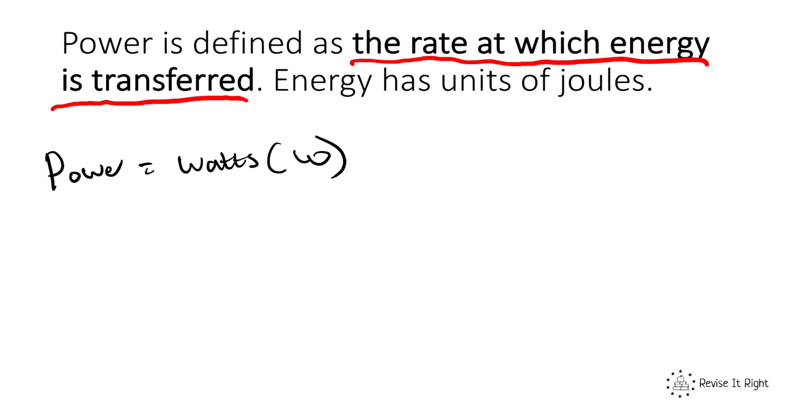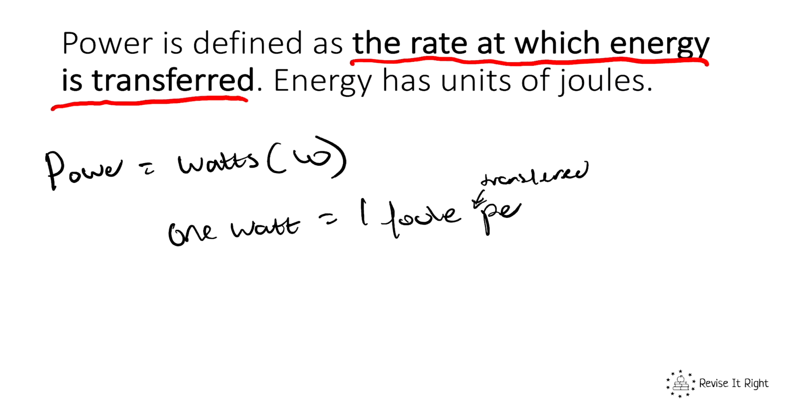And it is important to note that 1 watt is equal to 1 joule of energy transferred per second. So transferred per second. So 1 watt is equal to 1 joule of energy transferred per second.